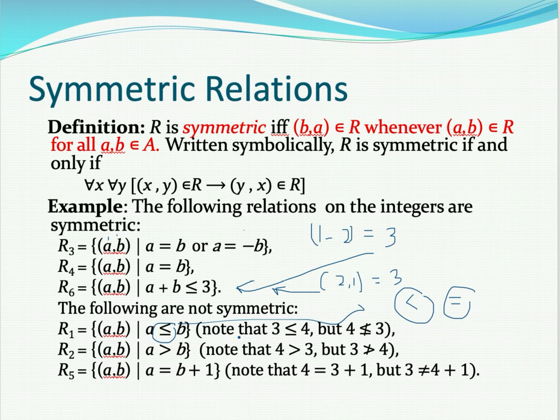So if you look into here, if let's say we have 3 less than 4, this is basically fulfilled, right? 3 less than 4 is correct, because 3 is less than 4. But what happens if we take 4 less than 3? Remember, because this is the symmetry, the AB and BA must be in the R. So in this case, the AB is satisfied, but the BA is not satisfied.